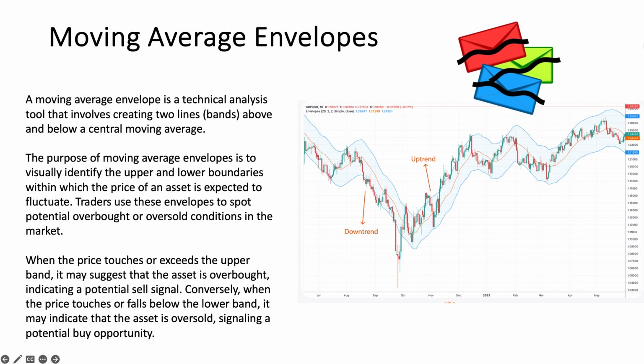Now, the advantages of this envelope is the price boundaries. It lets traders assess the potential range of the price market, so you can easily see the ranges of the price market from one end to another. Then there is identification of overbought and oversold conditions. When the price touches the upper band, it signals an overbought, signaling a sell. And when it touches the lower band, it signals an oversold, signaling a buy opportunity.